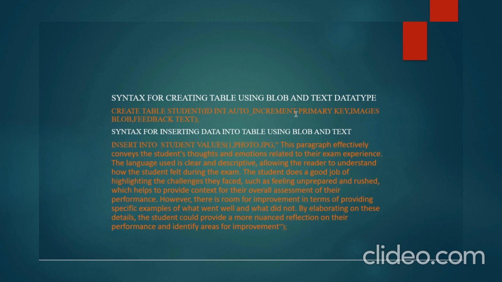This paragraph effectively conveys the student's thoughts and emotions related to their exam experience. The language used is clear and descriptive, allowing the reader to understand how the student felt during the exam. The student does a good job of highlighting the challenges they face, such as feeling in a rush, which helps to provide context for their overall assessment of their performance. However, there is room for improvement in terms of providing specific examples of what went well and what did not. By elaborating on these details, the student could provide a more nuanced reflection on their performance and identify areas for improvement.